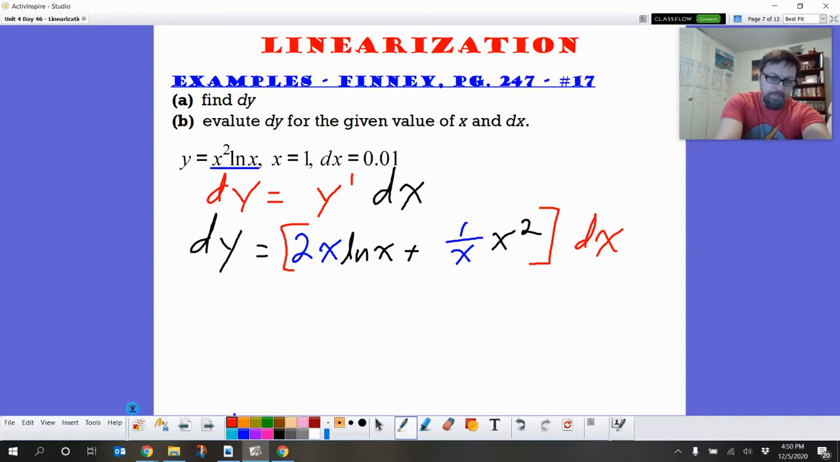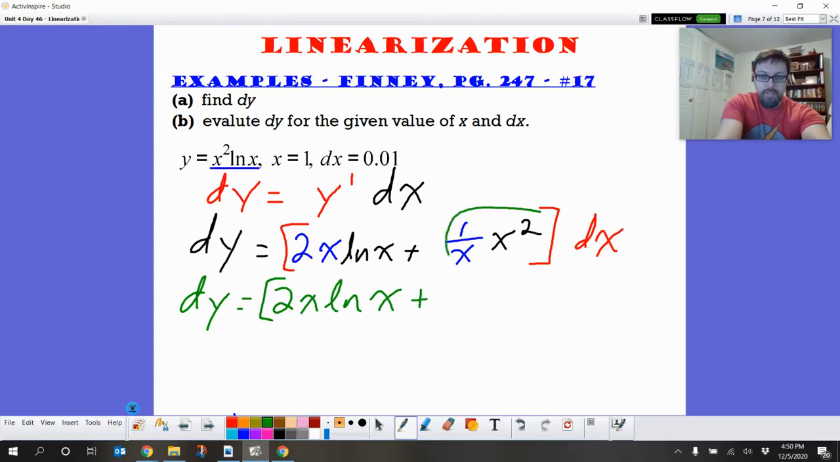Let's clean this up a little bit. So dy equals bracket 2x ln of x plus these two, if we brought those together, that is going to be x squared over x, which is just x, dx. Cool, we found dy.